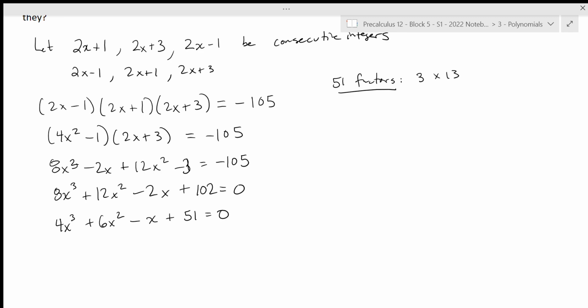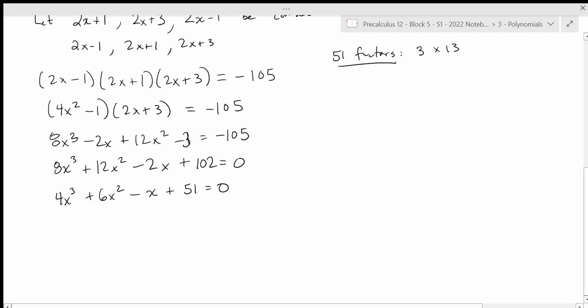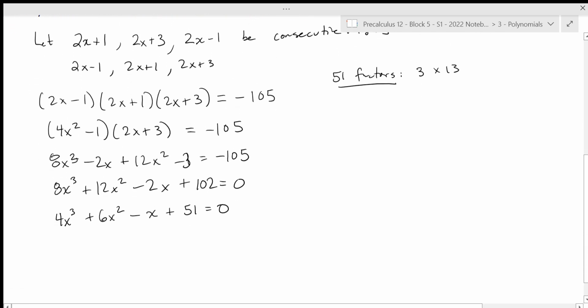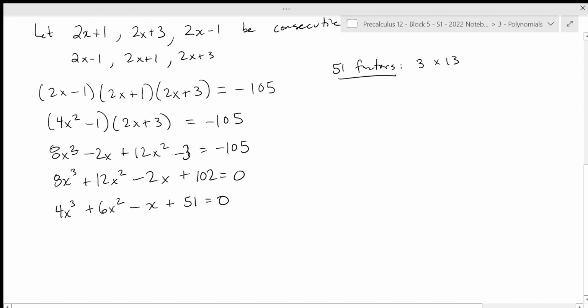So 2x minus 1, 2x plus 1, and 2x plus 3. That should be okay. That's all fine. That's all good. Okay, nothing I did that was too silly so far, I think. I may come up with something at some point. Okay, so now what we're going to do is we are going to try to find, so we can have plus or minus 3, something over 4.